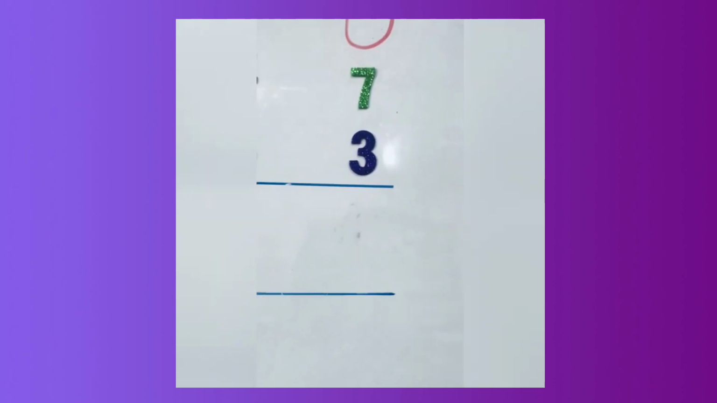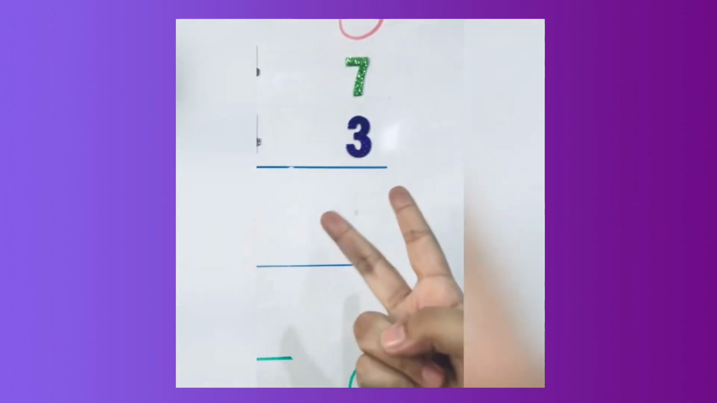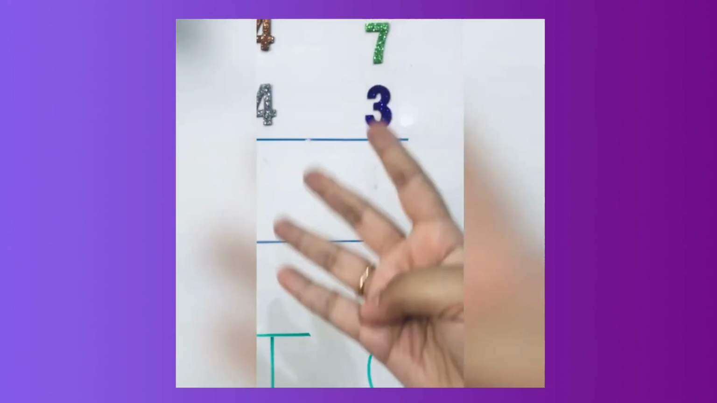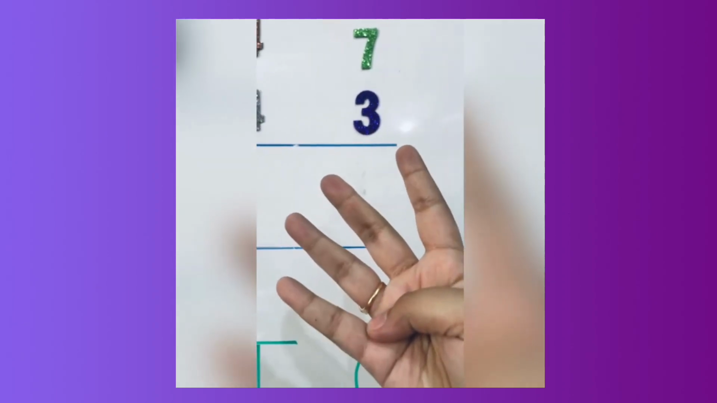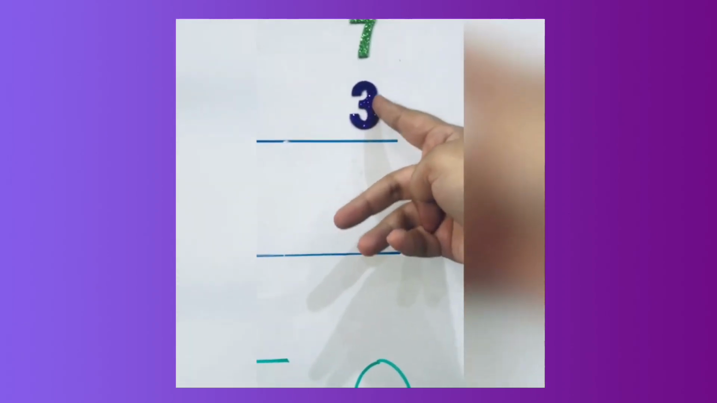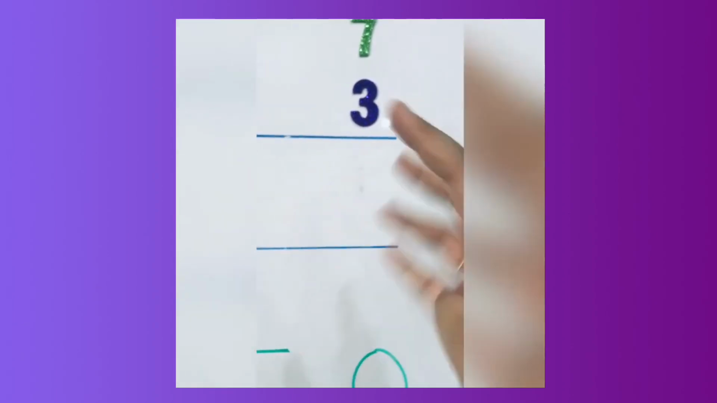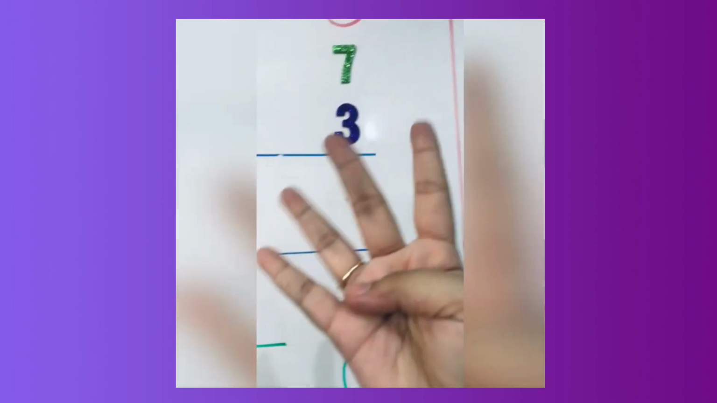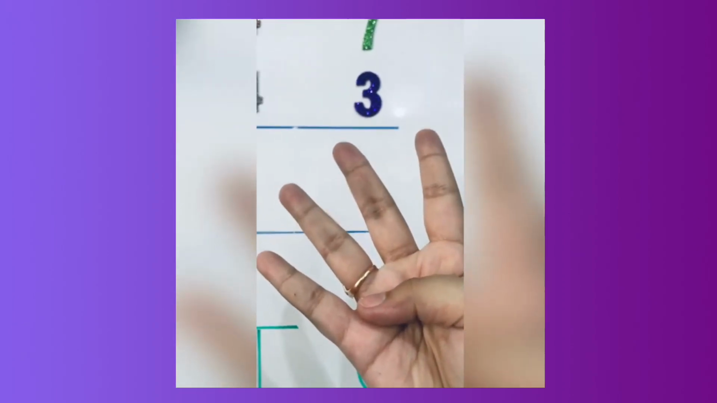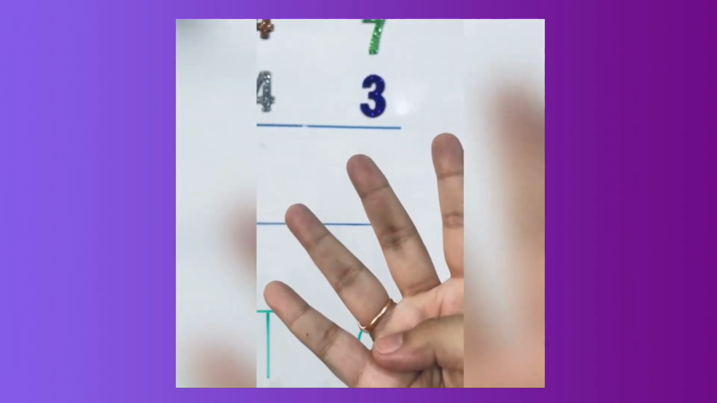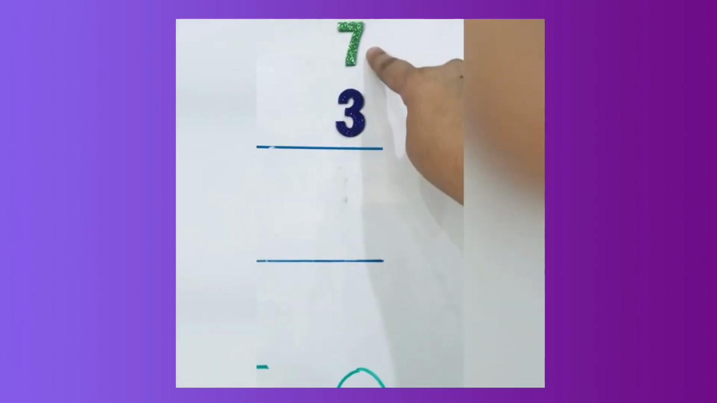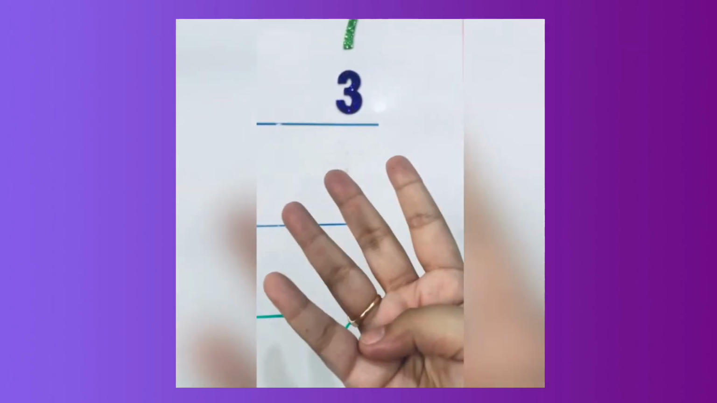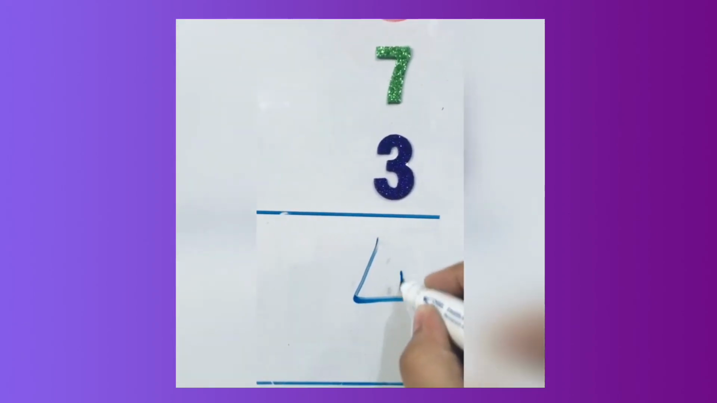Now after 3 comes 4, 5, 6, 7. So I started counting from the smaller number, which is 3, and I counted till the bigger number, which is 7. And can you see how many fingers are open? 4 fingers. That means when I subtract 3 from 7, 4 is left. So my answer for the ones column is 4.